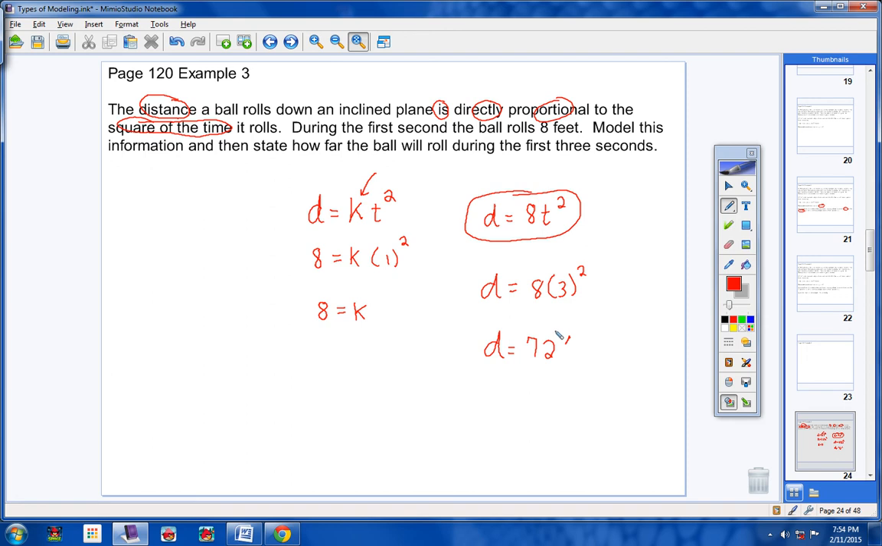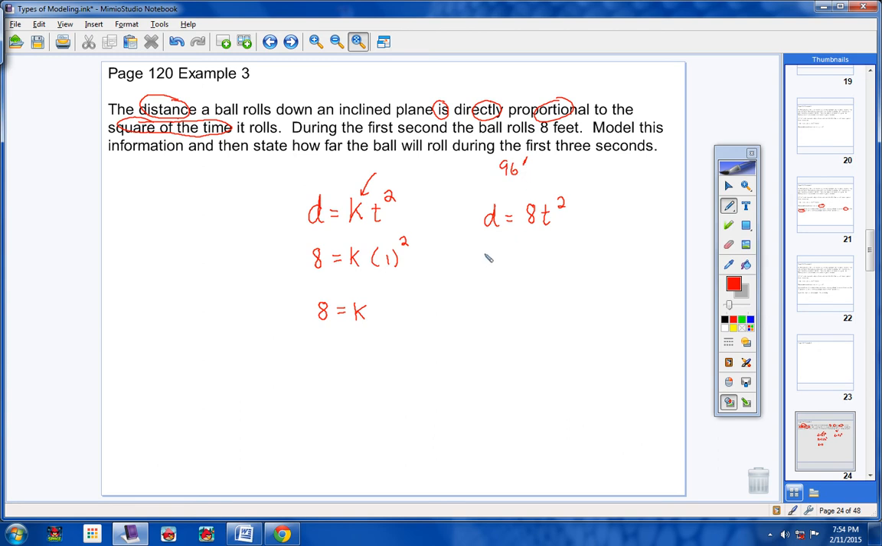Here's the model. And then how far will the ball roll in 3 seconds? 72 feet. Now, you can use this model also the other way, students. You could also do something like this. You could say, how many seconds will it take the ball to roll? I don't know. 96 feet, okay? So, how much time will it take for the ball to roll 96 feet?